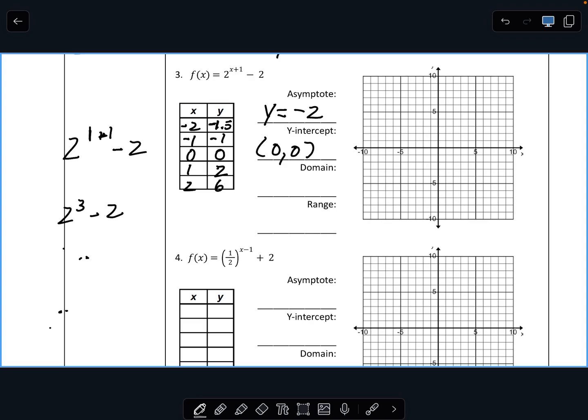So start by graphing your asymptote here at negative 2. Okay. Then I'm going to graph my y-intercept 0, 0. And then I can do negative 1, negative 1, negative 2, 1.5. And then I can do 1 is 2, and 2 is 6. All right? You can graph it just like that, making sure I don't hit that asymptote.